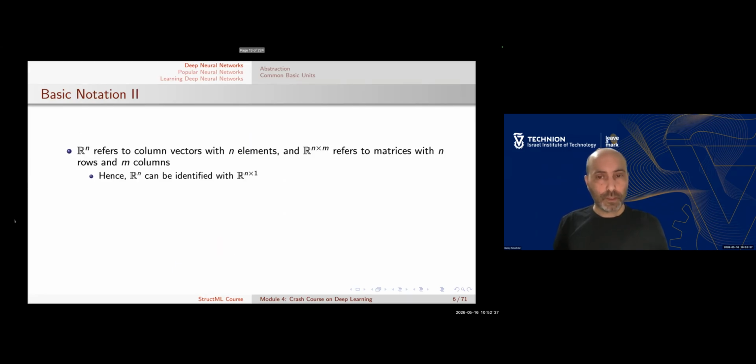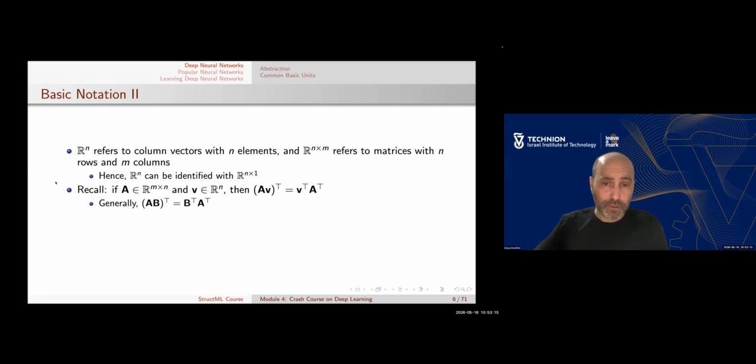Okay, some more notation. So the spaces of elements, we've been using it already, but just to put things in order, R^n is the space of column vectors with n elements. R^(n×m) is the space of matrices, each having n rows and m columns, okay? So you can really view a vector as a matrix of n rows and one column. Okay, R^n can be identified with R^(n×1).